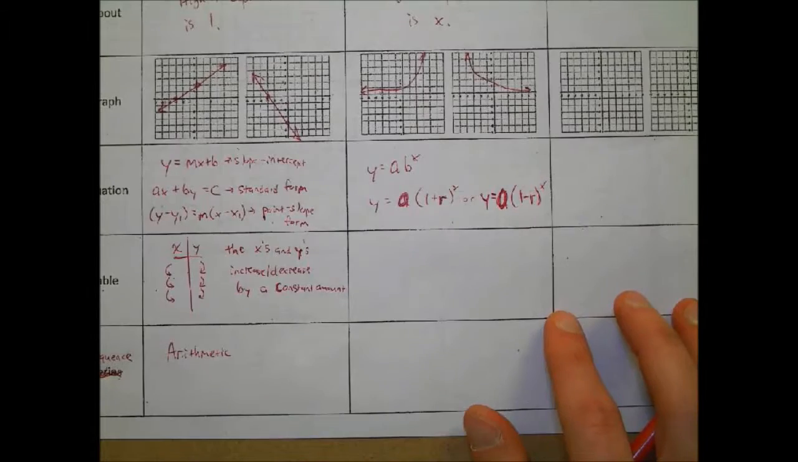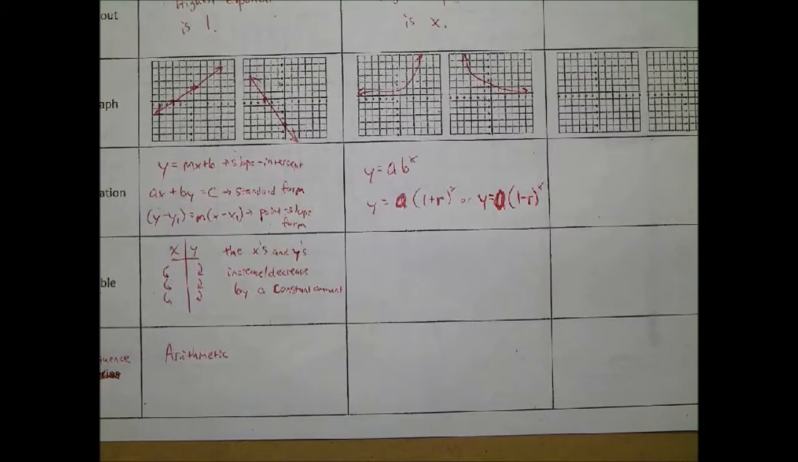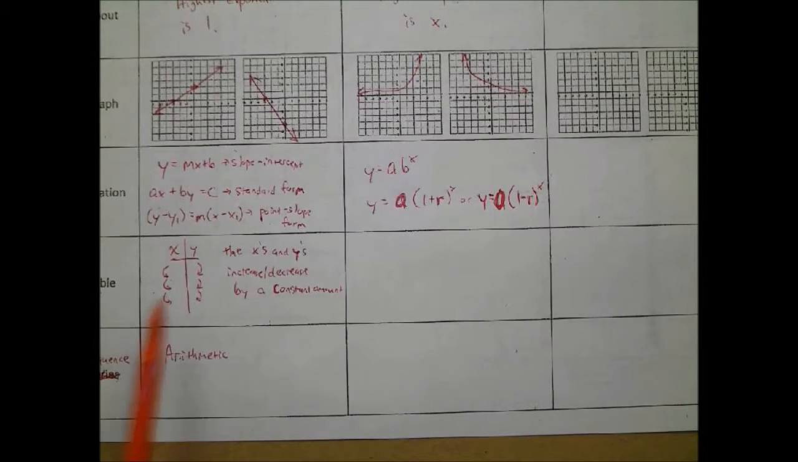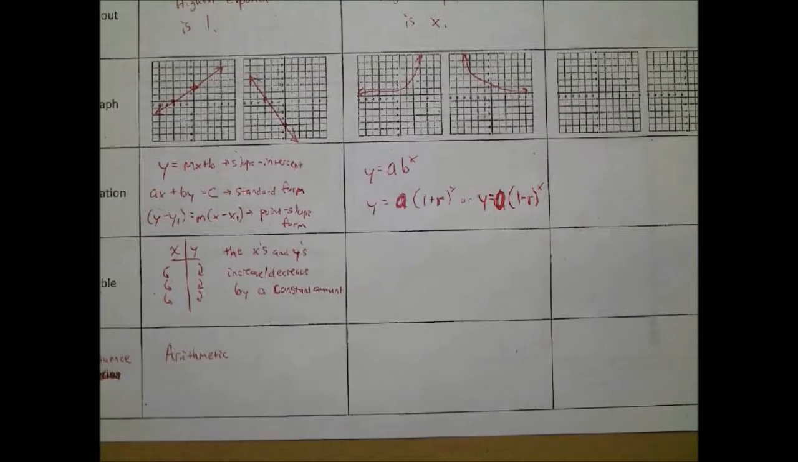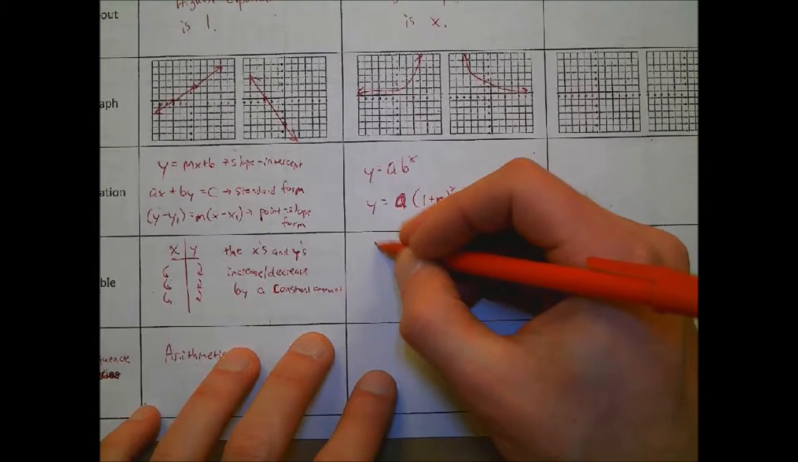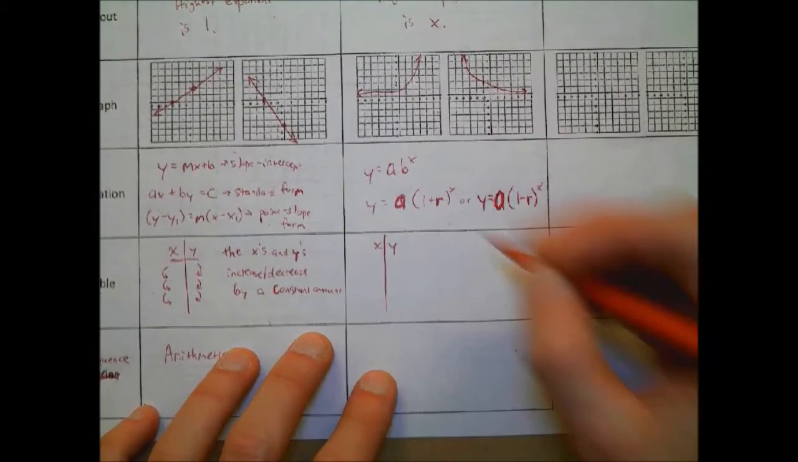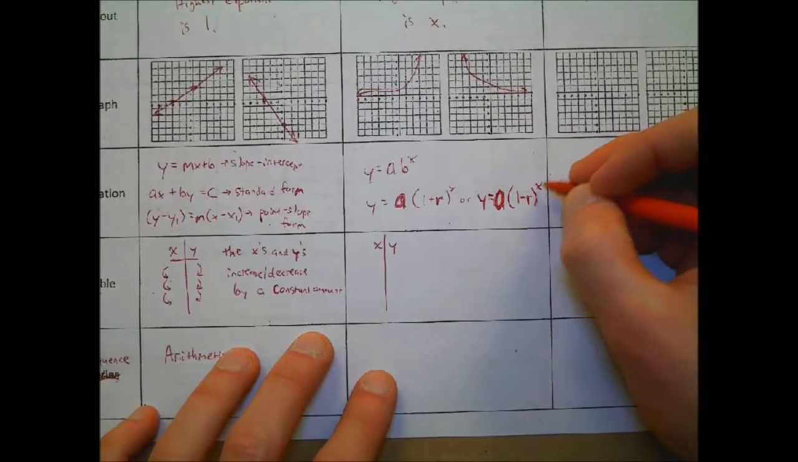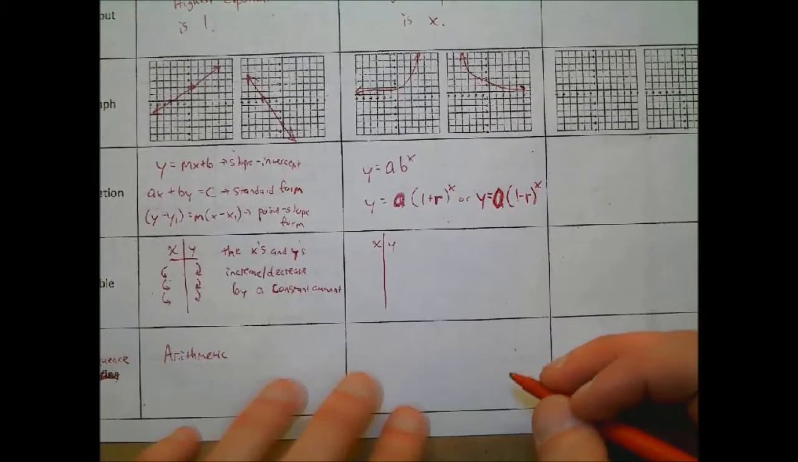Now, for this table, what kind of pattern or relationship are we going to see? We're not going to add by the same amount each time. What are we going to do instead? Multiply by the same amount each time. Exactly right. Okay. Plus r to the y or x? It's to the x. Sorry. Thank you.